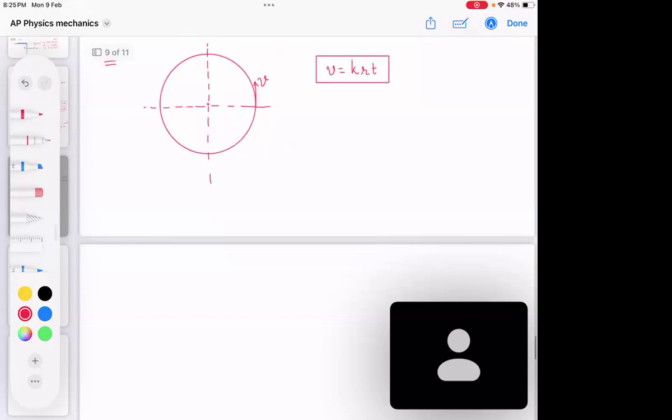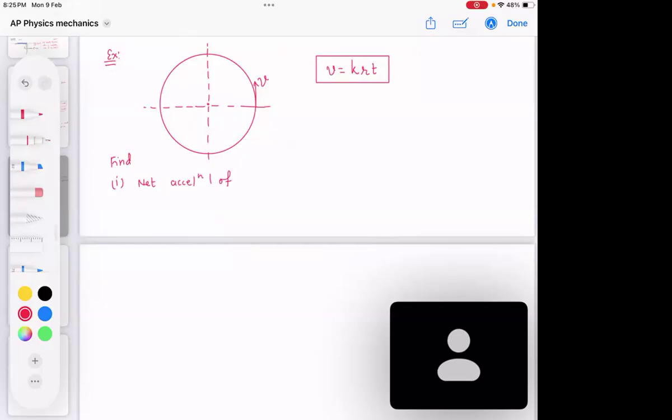In this question also they are asking what is the power. And not only the power, in this question they are also asking to find the net acceleration of the particle.